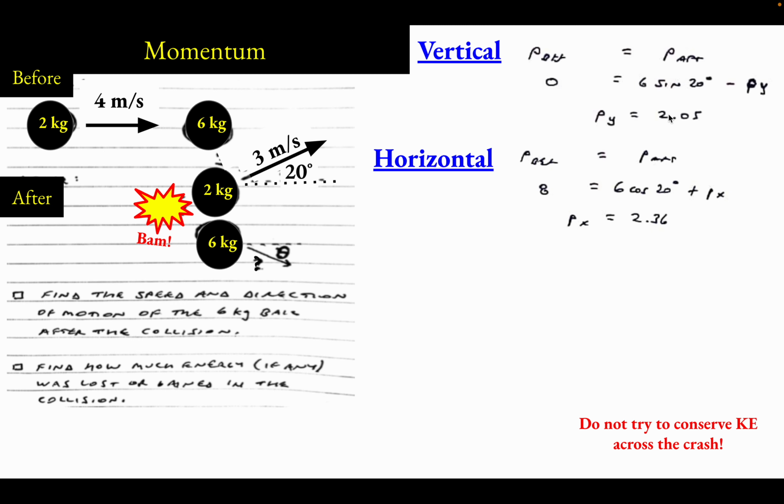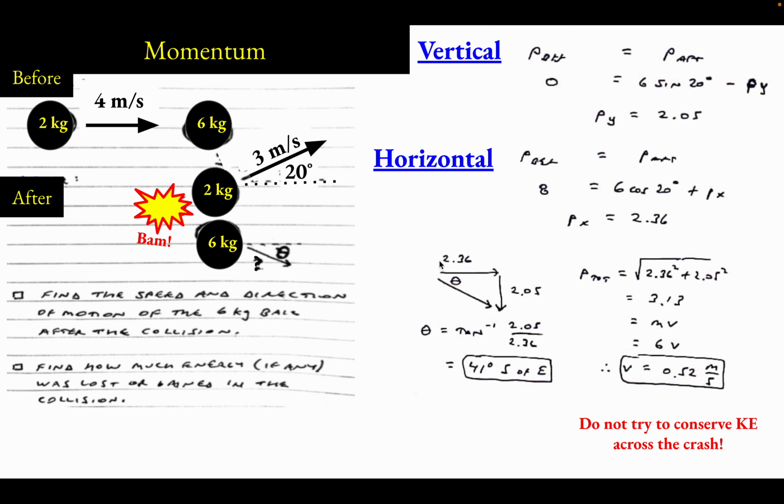So now we know both the downward and rightward momentum of the 6 kilogram ball. Since we know the rightward momentum is 2.36 and the downward is 2.05, that allows us to calculate the angle below the horizontal that the 6 kilogram ball will have. It turns out it's like 41 degrees below the horizon, or I called it south of east here. And then we can also use the Pythagorean theorem to find the net momentum, since we know the x and the y.